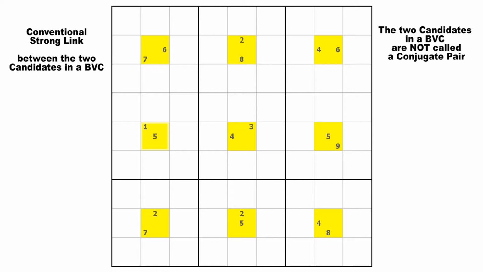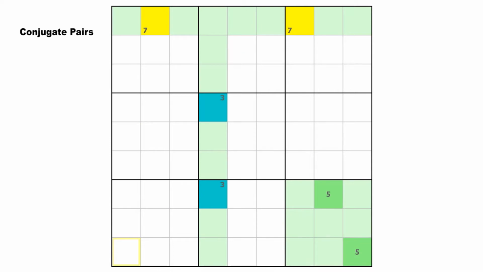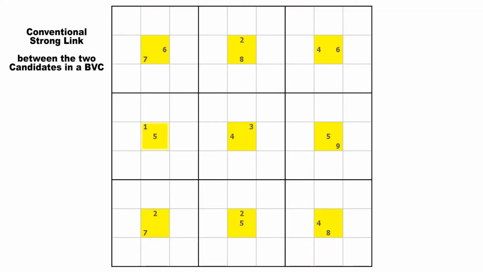The term conjugate pair only refers to the last two remaining same-digit candidates within a house. Like these two 7s because they are in the same row, or these two 3s because they are in the same column, or these two 5s because they are in the same block. These are all conjugate pairs. We will take a closer look at conjugate pairs in the next video, video number 19. But back to today's business. There is a conventional strong link between the two candidates in a BVC, but as I said, they are not called a conjugate pair, so don't make that mistake.